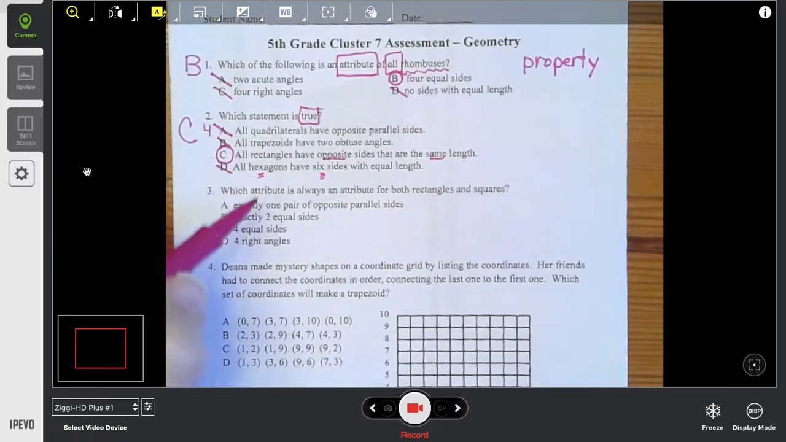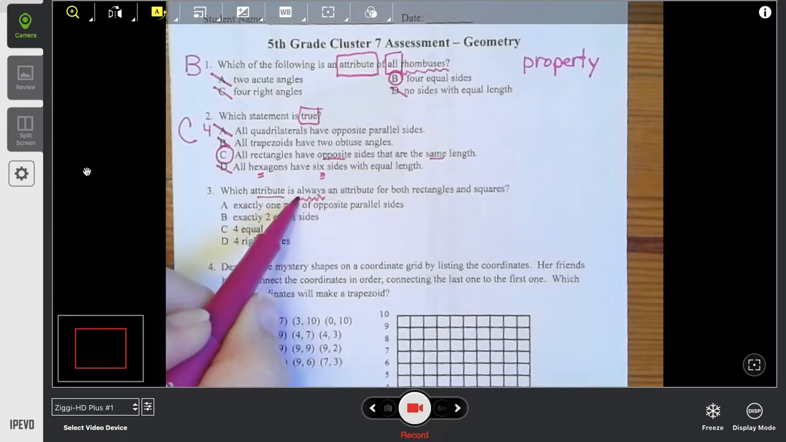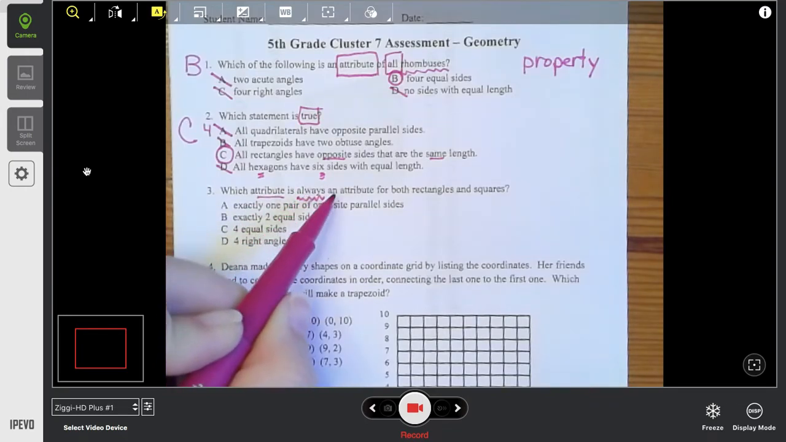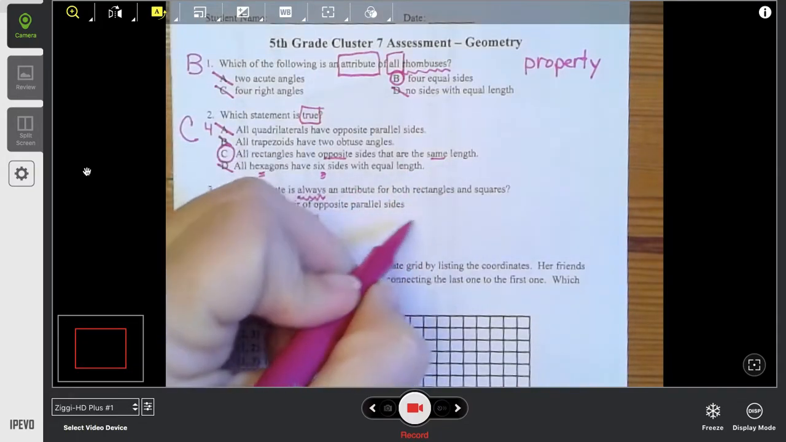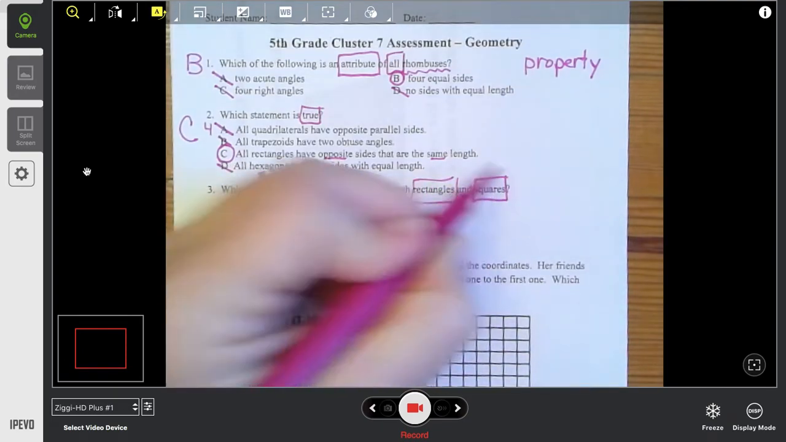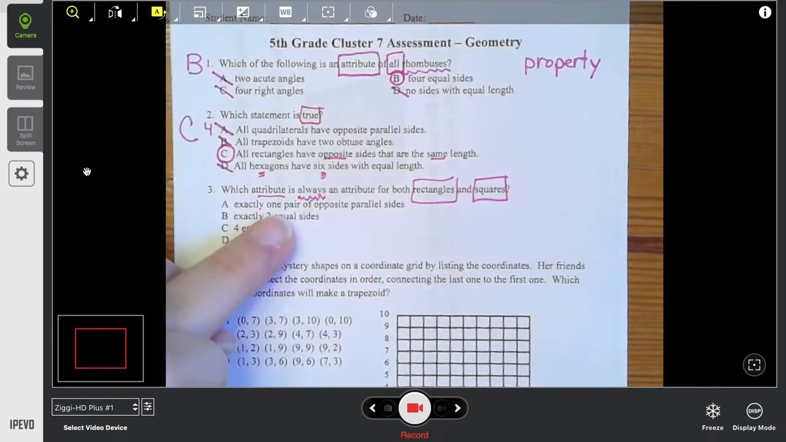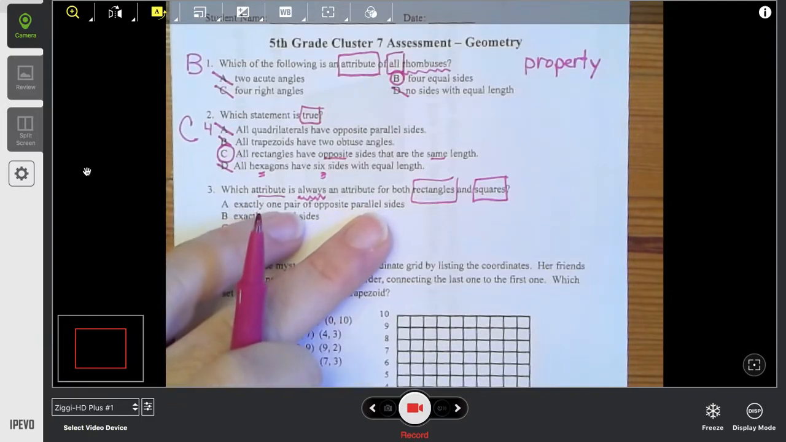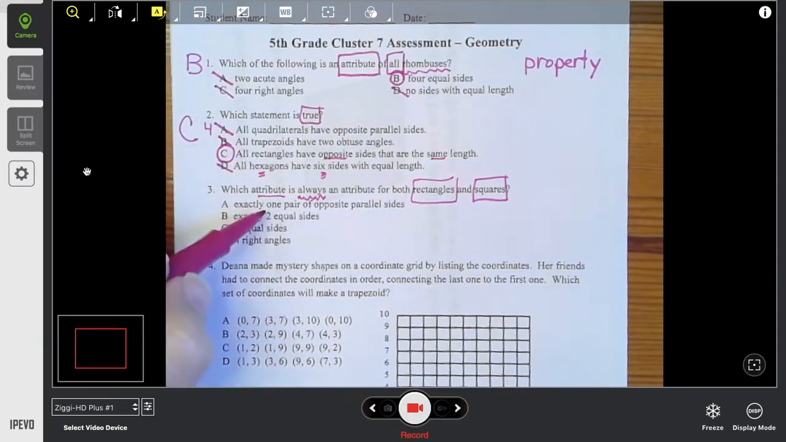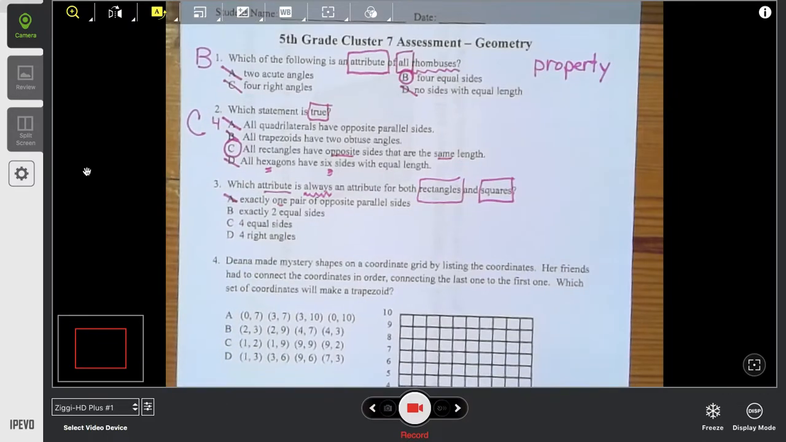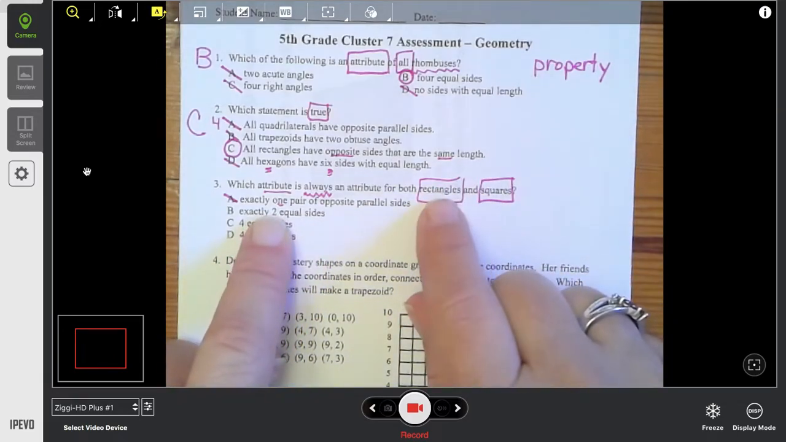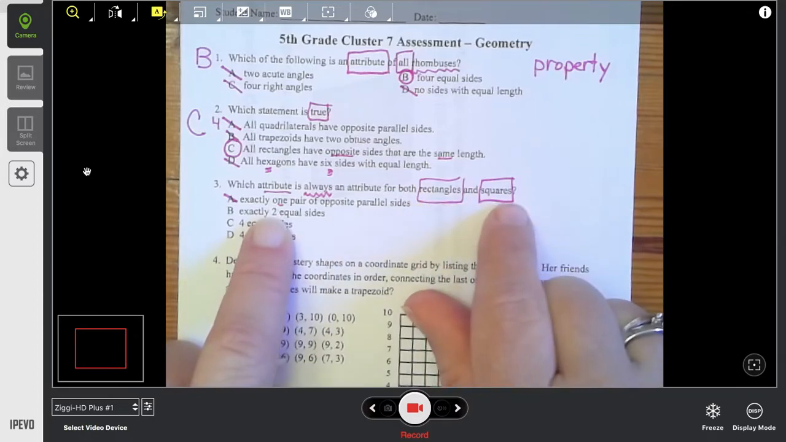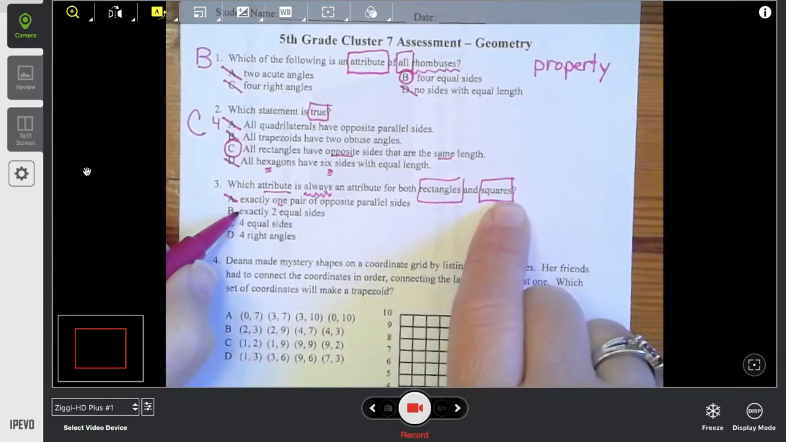Which attribute, same thing as property, is always, that's the key, always an attribute for both rectangles and squares. So this attribute has to be true for a rectangle and a square. Exactly one pair of opposite parallel sides. Well, if it only had one pair of opposite sides, that would be a trapezoid, so that's not true. It has exactly 2 equal sides. That's definitely not true because rectangles have 2 pairs of equal opposite sides, and squares have to have 4 equal sides, so that's not true.